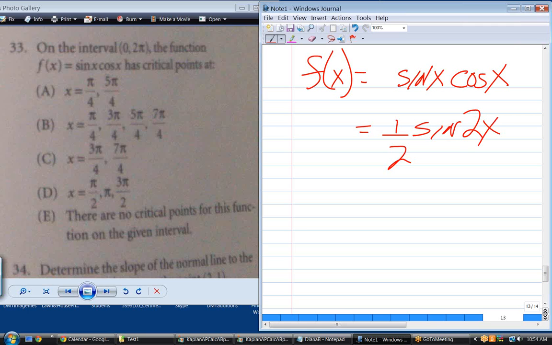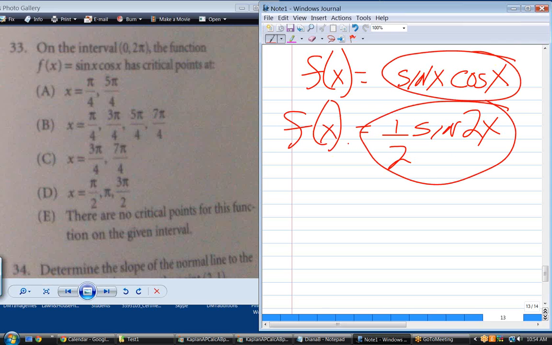Remember, the sine of 2x is 2 sine x cosine x? Well, sine x cosine x is 1/2. So if that's f of x, this is much easier to differentiate than this. I've got to use the product rule for this. I've got to use the chain rule for this, but only the 2. In other words, the derivative of the outside is 1/2 cosine of 2x. The derivative of the inside is 2. So now there's my derivative.